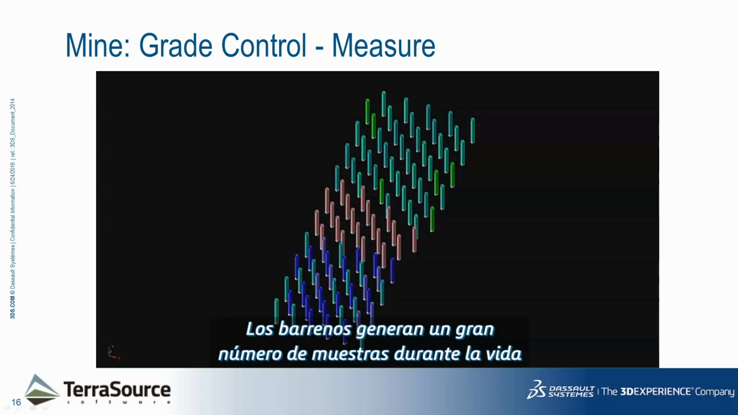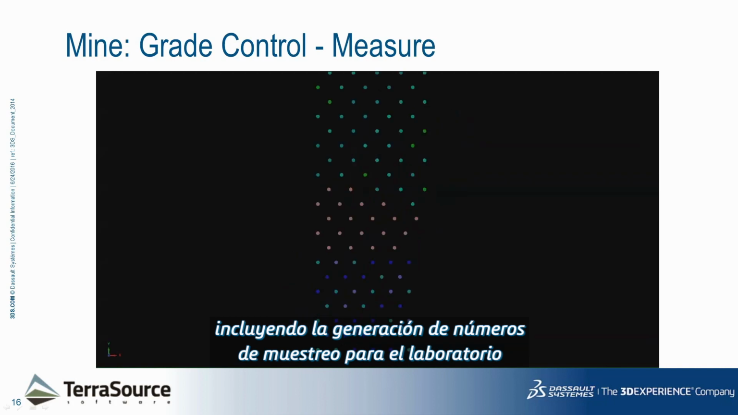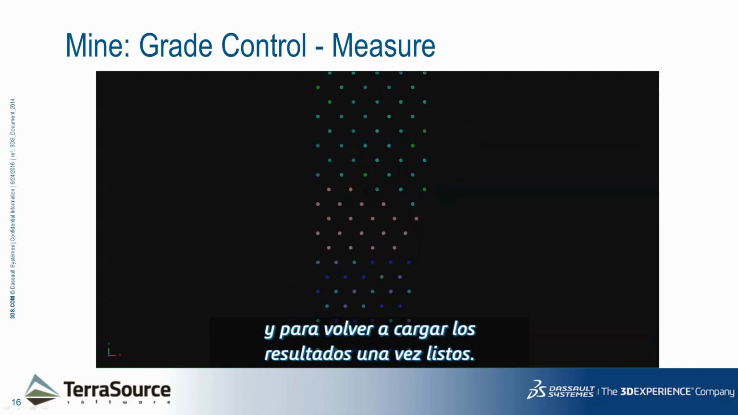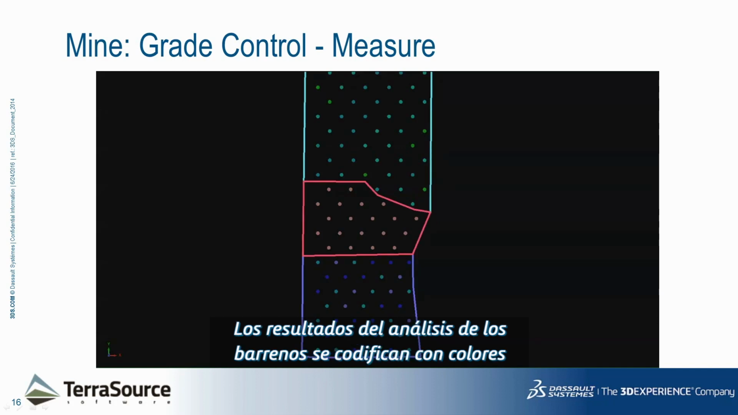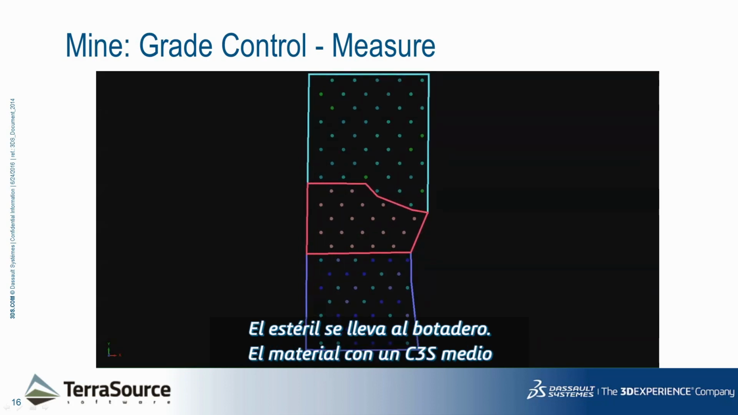Blast holes will create a large number of samples over the life of a mine, and tools are provided to handle the data, including generating sample numbers for the lab and to reload the results once completed. The analytical results in the blast holes are color-coded, and then dig lines are drawn. Waste material is taken to the dump, and medium and higher C3S material is taken to separate stockpiles for blending.